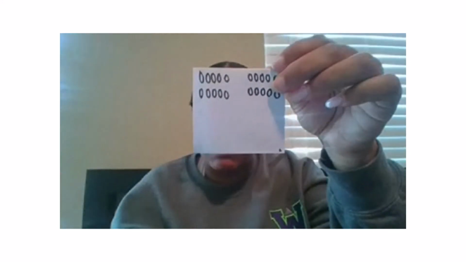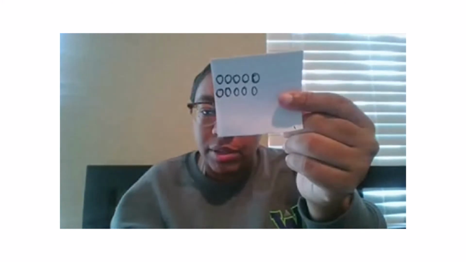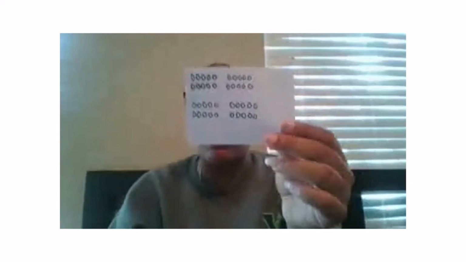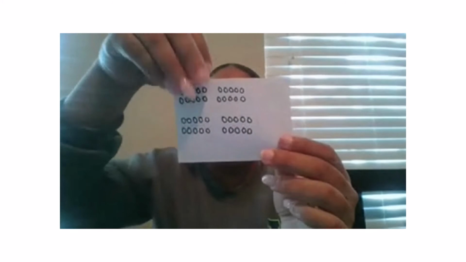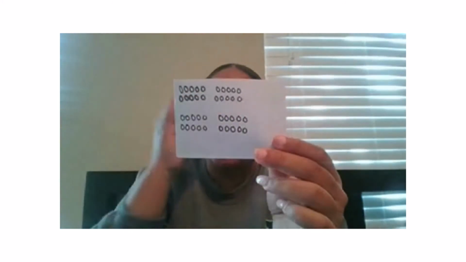2 tens is the same as what? 20. Great job. 1 ten is the same as what? 10. Great job. So 1 ten is 10, 2 tens is 20, 3 tens is 30. Great job. How many 10s do you have right here? 4 tens. Great job. So you have one group of 10, two groups of 10, three groups of 10, four groups of 10. Great job.